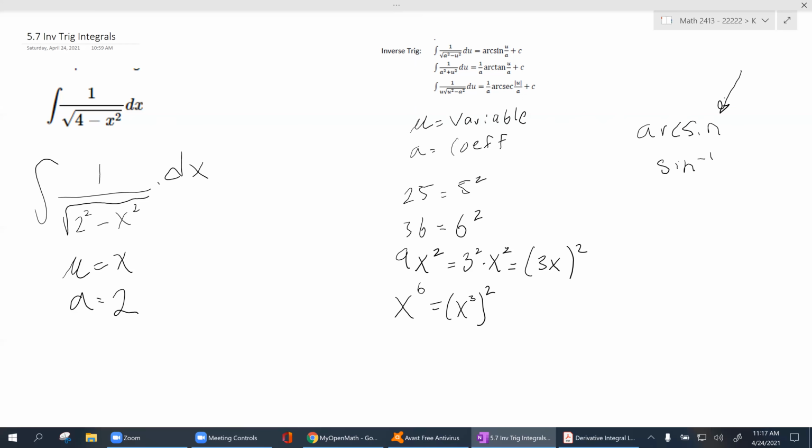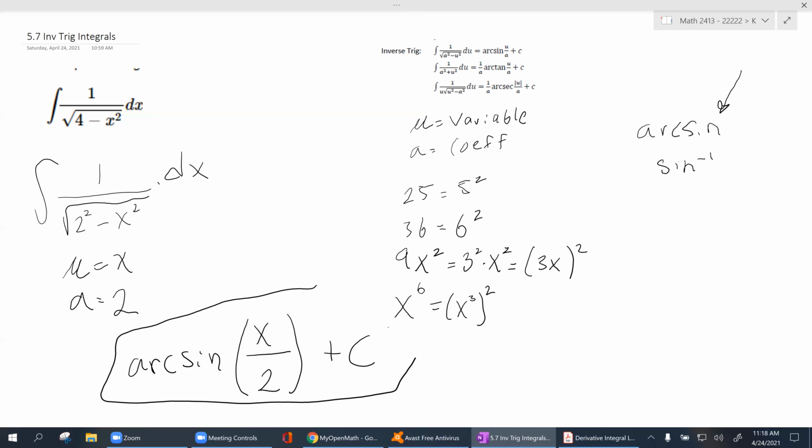I don't need to know u substitution or anything. It's pretty straightforward. So my answer for this would be arcsine of u. My u is x over my a, where my a is 2, plus c. Remember, this is an indefinite integral. Plus c. Pretty straightforward.